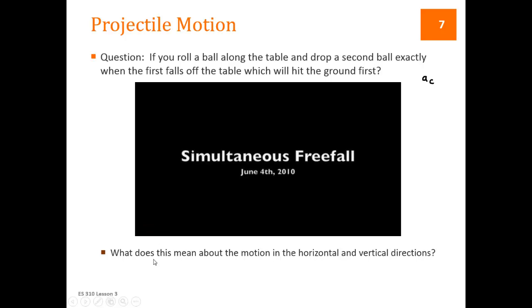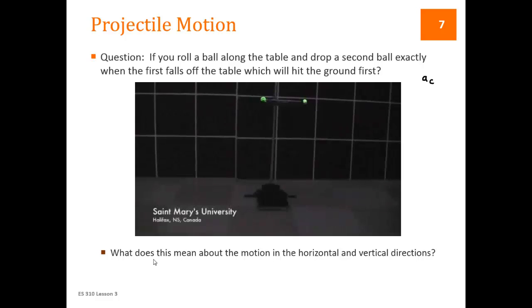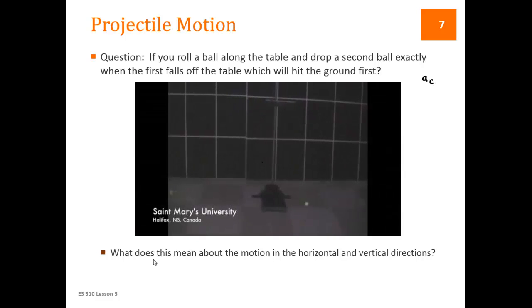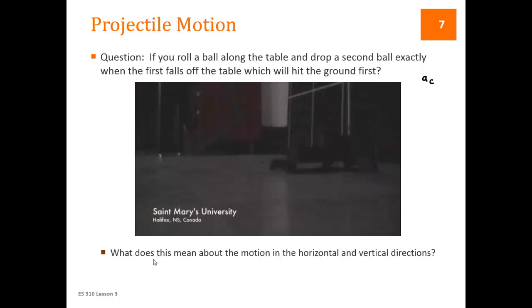So this is showing a similar situation. We've got 2 balls. One is given a horizontal velocity, and one falls straight down. And pay attention to when they hit the ground. Alright, so you should be seeing that they're hitting the ground at exactly the same time, even though one goes farther out from the support than the other.